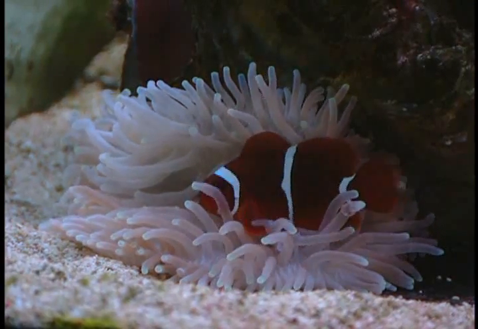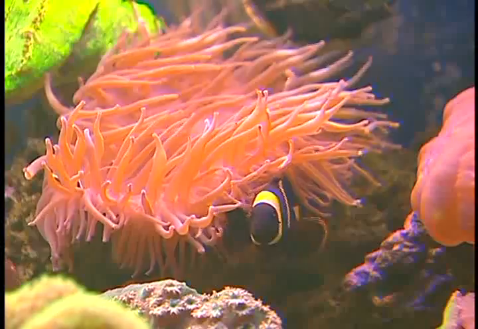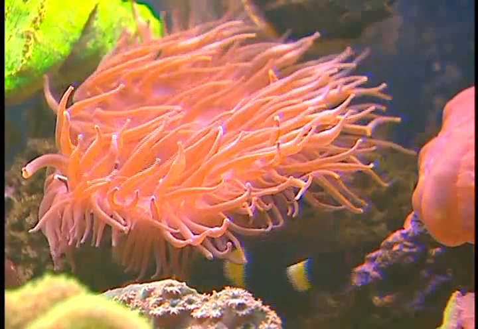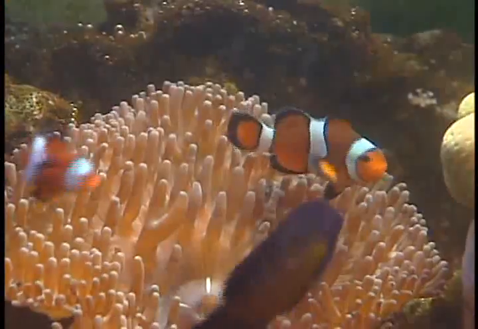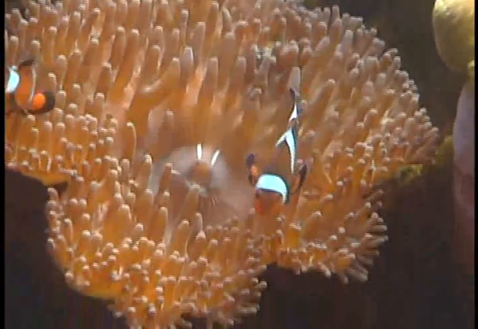Though if you do want the anemone to grow, feeding it a piece of prawn or a piece of whitebait once a week certainly will help to enhance its growth. Now, an anemone is capable of totally engulfing and consuming a fish.